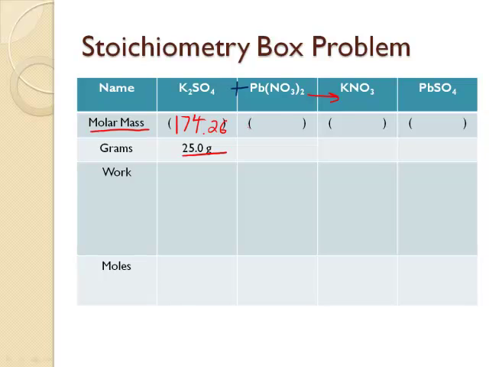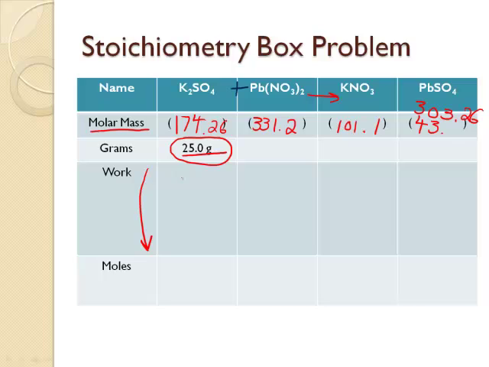This is 174.26. This is 331.2. This one is 101.1. And this one is 43.3. Oh no, that's wrong. That is actually 303.26. I was reading off the wrong line. So in this first stoichiometry problem, we always start with what we're given. We're given 25 grams, and I want to convert that to moles.